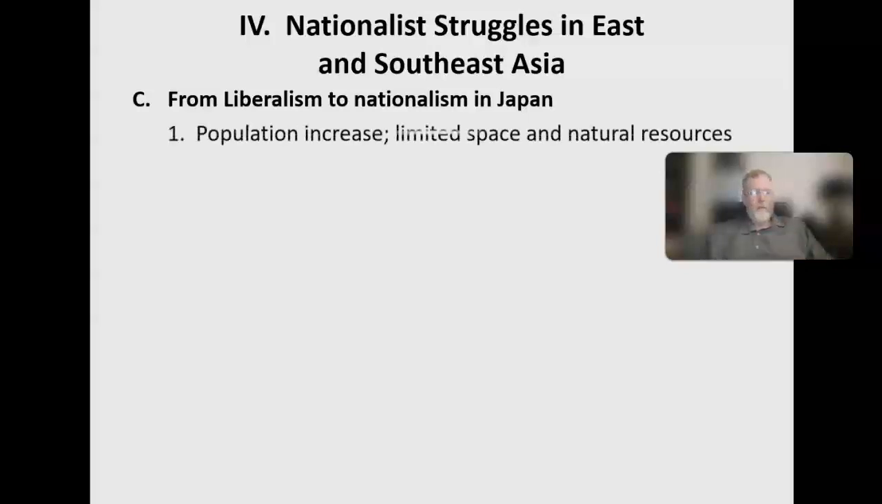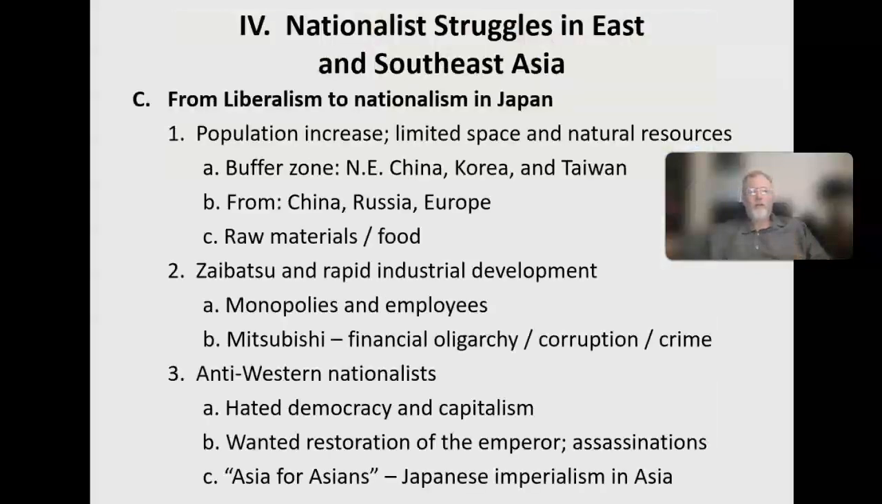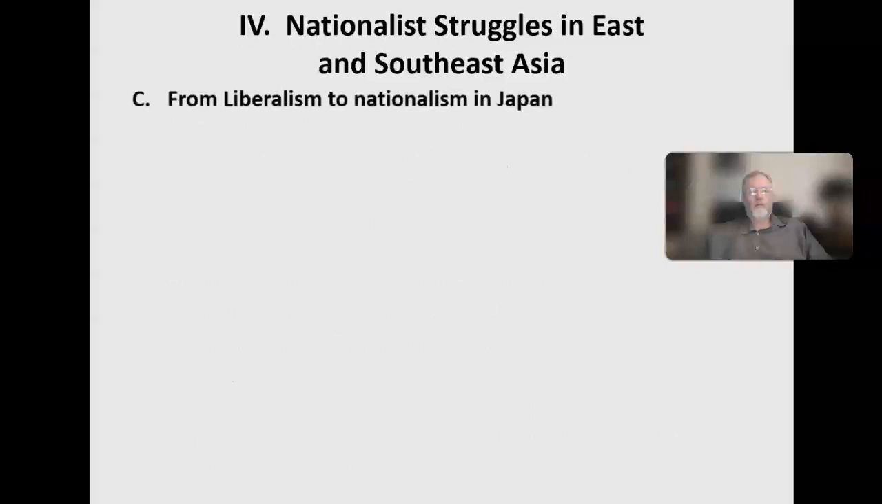I actually had a picture in here, but for some reason I don't have it in my slides, so let's see if I have it. Nope. Apparently I took it out. Oh well. From liberalism to nationalism in Japan.